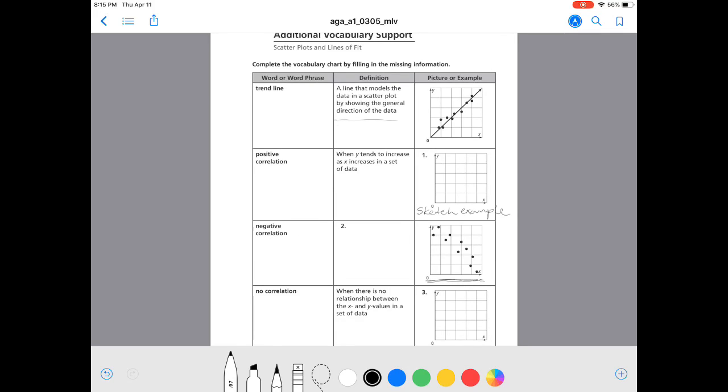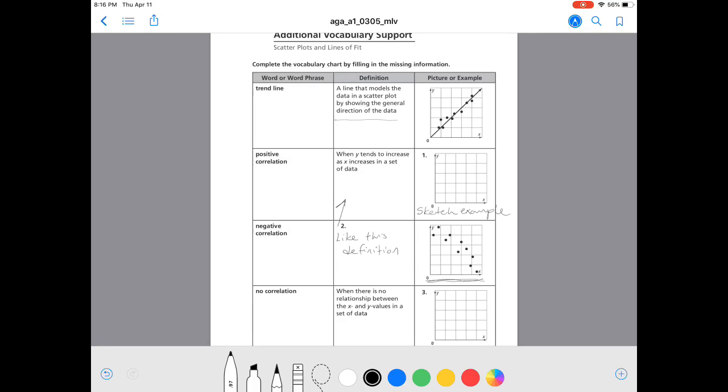When we get down to the next line, positive correlation, it's already given us the definition, but you guys need to draw a scatter plot that's going to illustrate that definition. You can use the scatter plot for negative correlation to give you a little bit of a guide of what kind of picture I'm looking for you to draw.